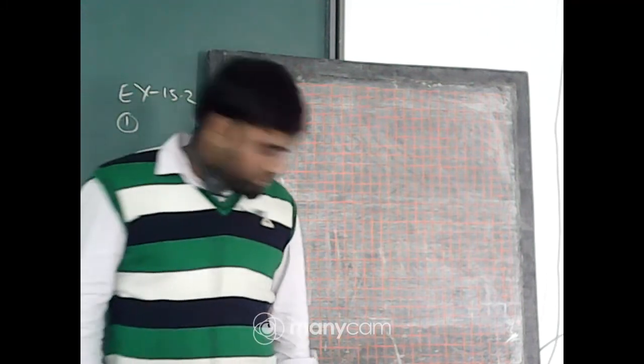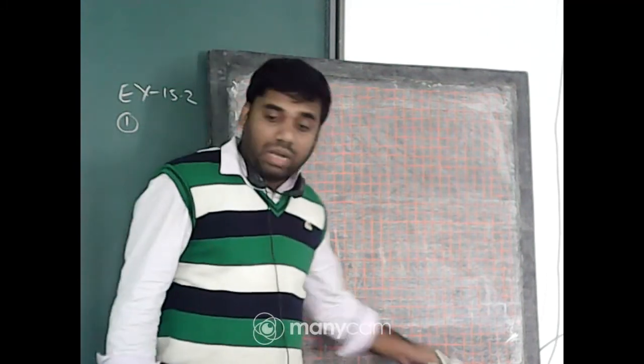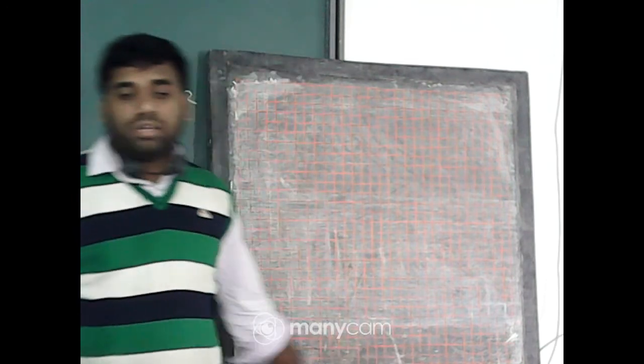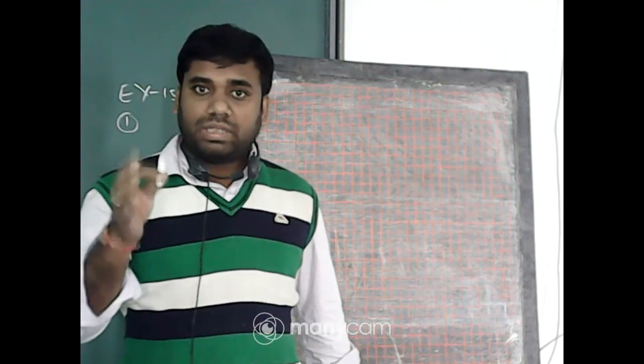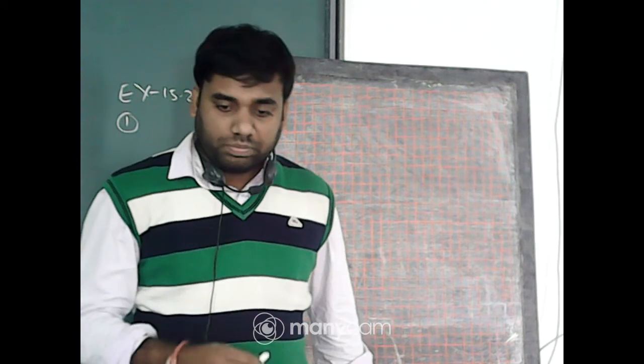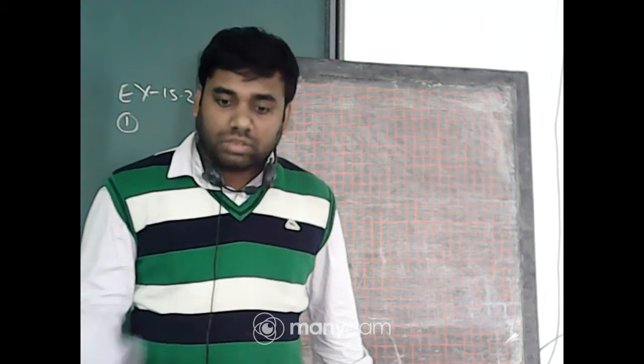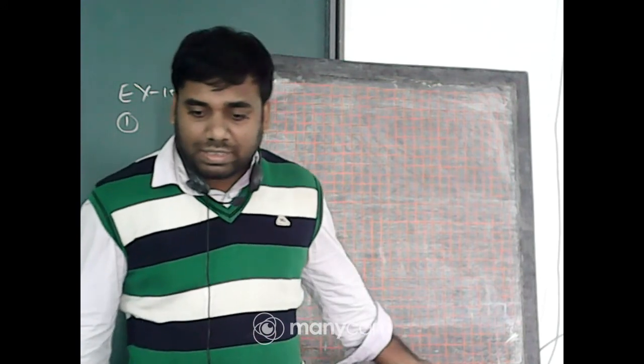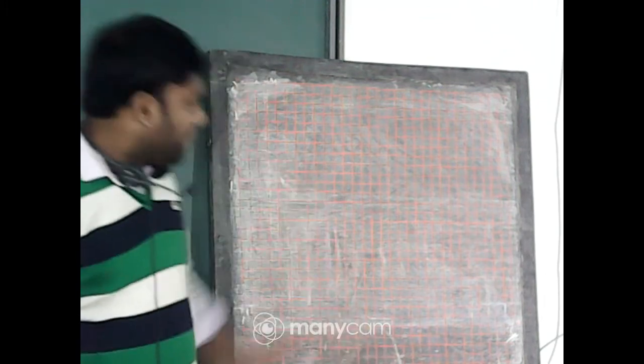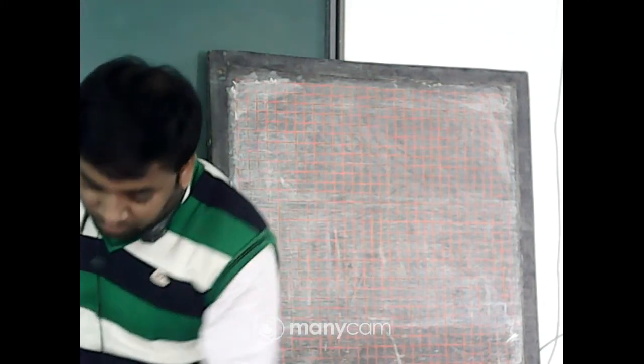Okay students, now look at the board. At the end of the class, I will discuss the project. Now concentrate on what I am discussing here. So first question: plot some points on the graph paper. The first point is (4, 0).